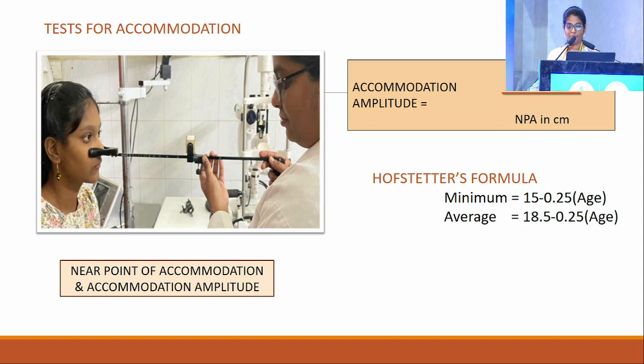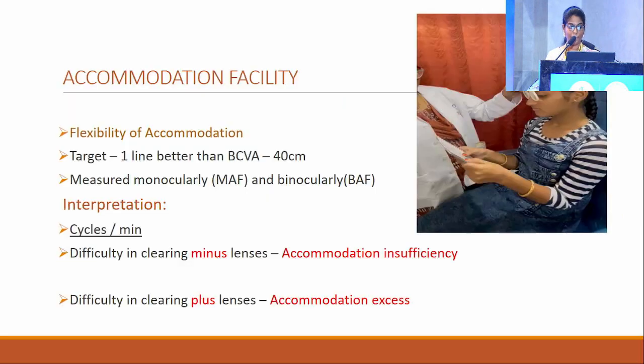And this Hofstadter's formula determines a normal value according to the age of the patient. Accommodative facility determines the flexibility of the accommodation, that is, the ability to stimulate and relax the accommodation. And this is tested by the flipper glasses, which has two pairs of glasses, one pair of plus glasses and one pair of minus glasses.